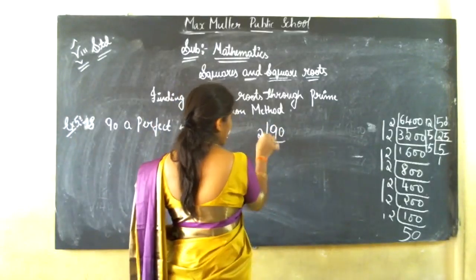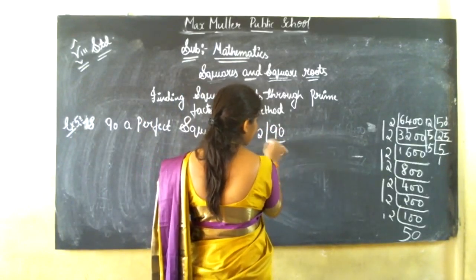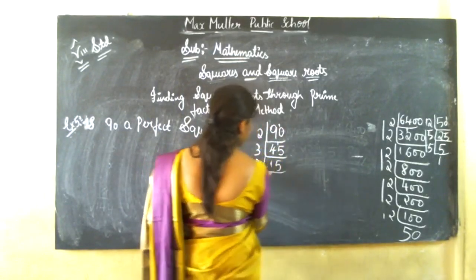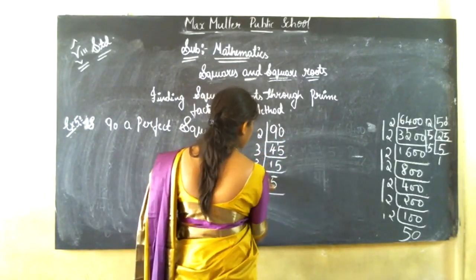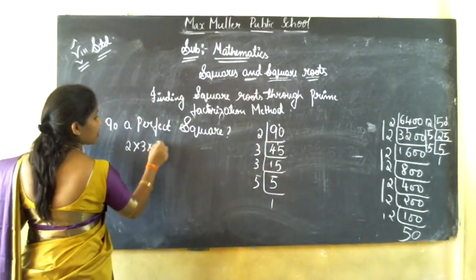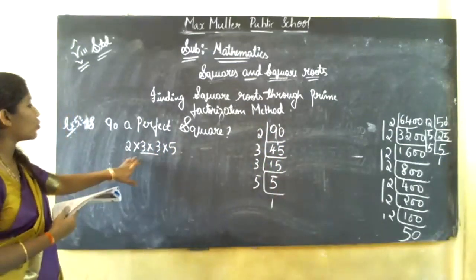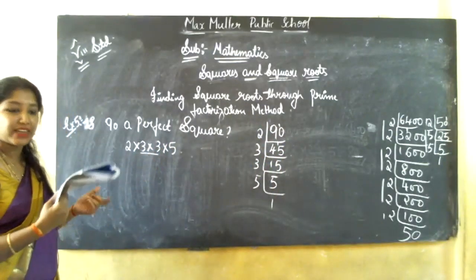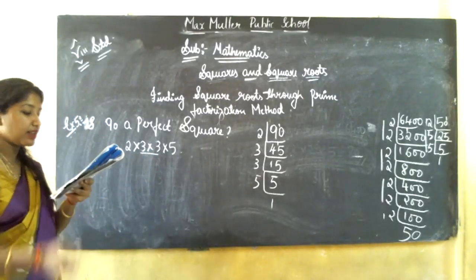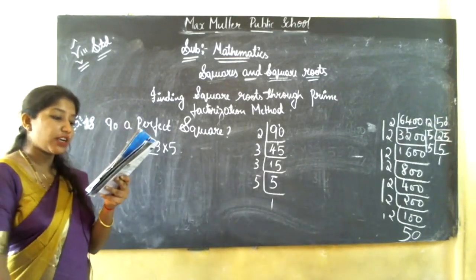That is from the lower number 2. 2 4s are 8, 1 carry, 2 5s are 10. Next, 3 1s are 3, 1 carry, 3 5s are 15. Next again, 3 5s are 15. Next is 5 1s are 5. So here the number is 2 cross 3 cross 3 cross 5. You can't group the number. Only 3 you can group, but 2 and 5 don't have pairs. So the prime factors 2 and 5 do not occur in pairs. Therefore, 90 is not a perfect square.